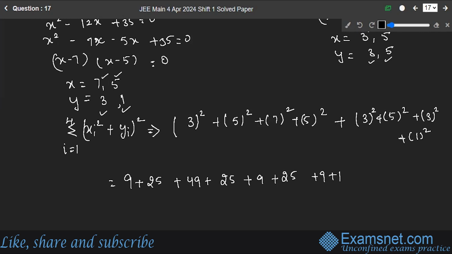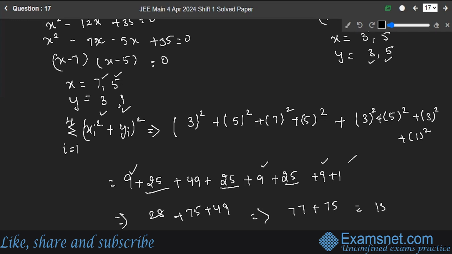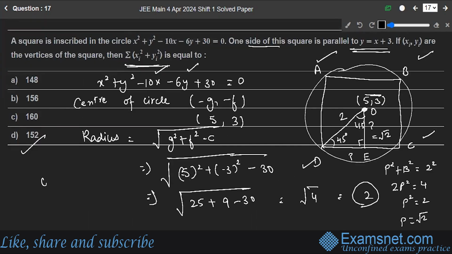Let's add all of them. This is 1, 2, 3. This is 28 and 50, 75, 49. This will give me 77, 75 and 150. This is the answer to the question, 150. Hope you are clear with this. Option D is the right answer to the question. Let's move to the next question then.